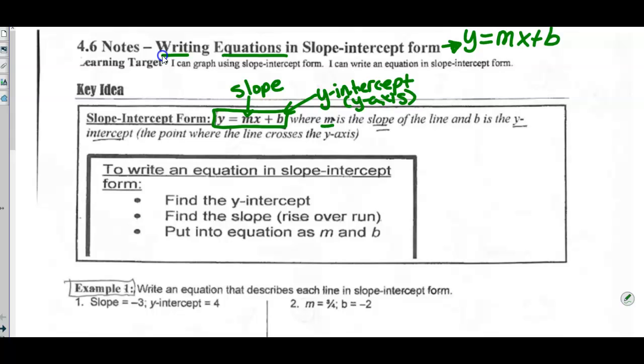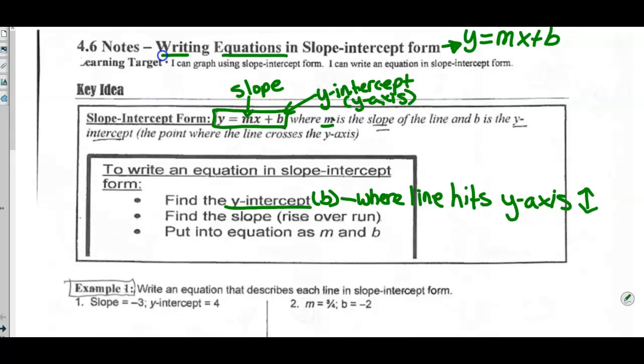So here are our steps. In order to write an equation in slope-intercept form, we first need to find the y-intercept. That's called our b, and that is where the line hits the y-axis. And I put a little visual there for you. That's our straight up and down. So you just look at what point where it hits. It can hit at 1, it can hit at -1.